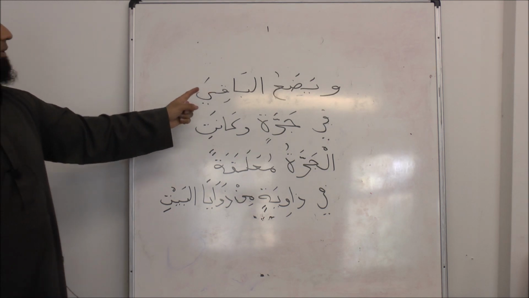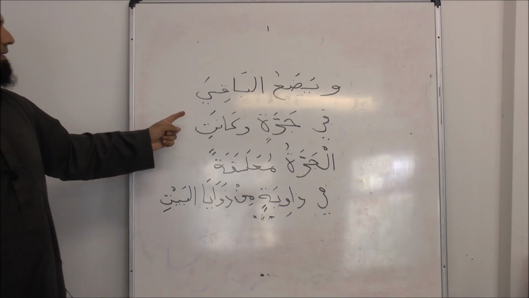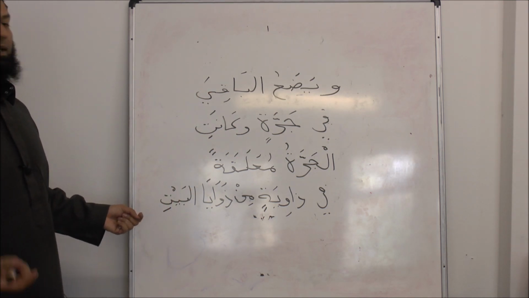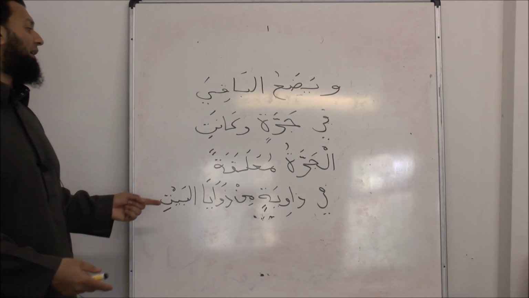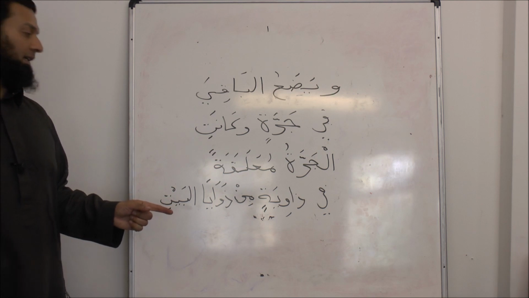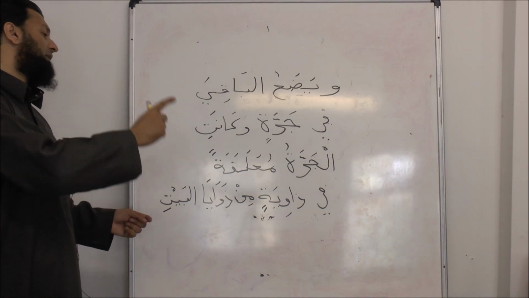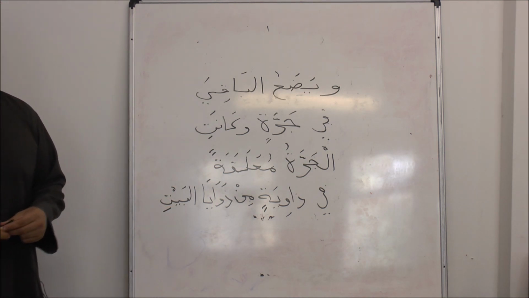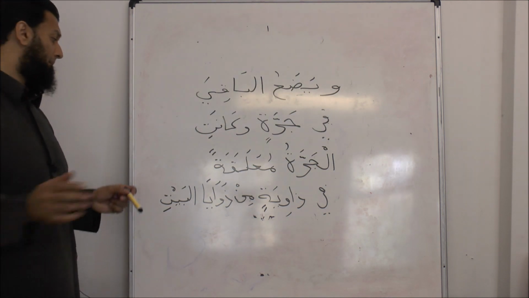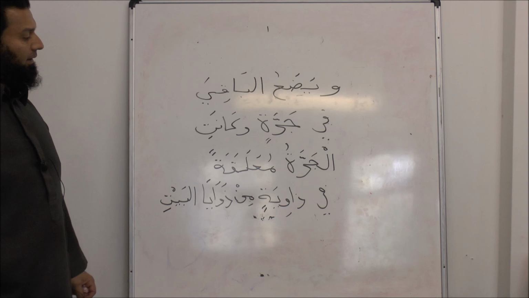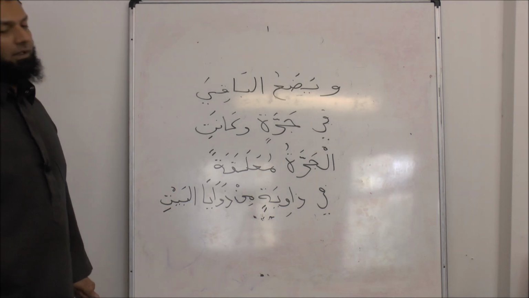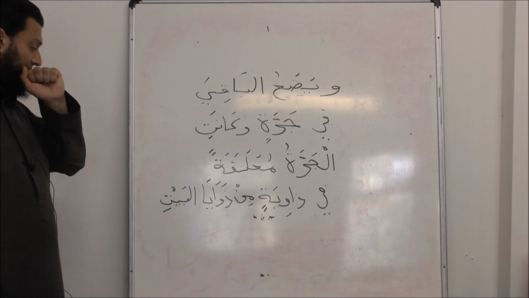So ويضع الباقي, he'd put the remainder في جرة, in a jar. وكانت الجرة معلقة, and the jar was hanging في زاوية, in a corner من زوايا البيت, from the corners of the house. Is that clear? Right. Any questions?